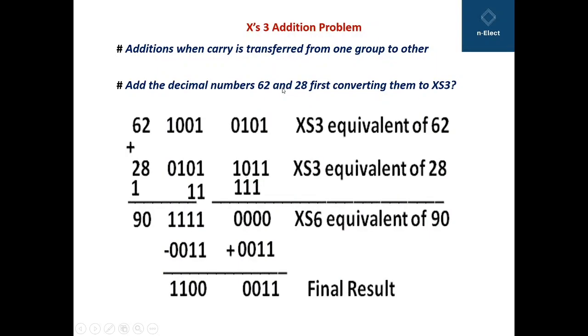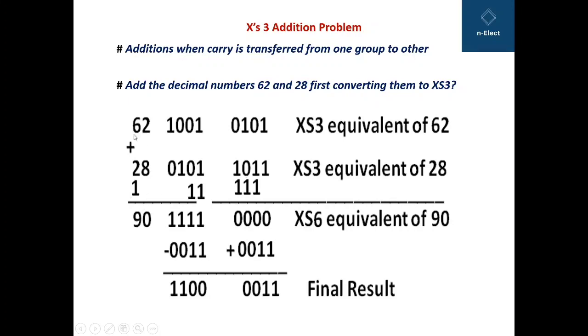Additions when carry is transferred from one group to the other. Now this is a new type of addition where the carry is transferring from one group to another, that we will see. Add the decimal numbers 62 and 28, first converting them to excess 3. So we will have to perform this addition by using the excess 3 method. Now see here, 62 plus 28. When we add these decimal numbers, we get 8 plus 2 is 10, so 0 will be here, 1 will be here, 2 plus 1 is 3, 3 plus 6 is 9. So you will get 9 here, that is 90 you are getting.